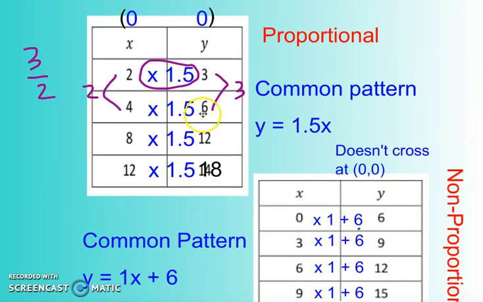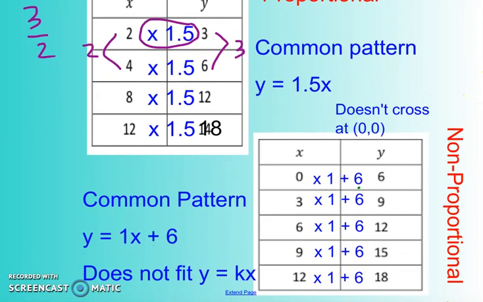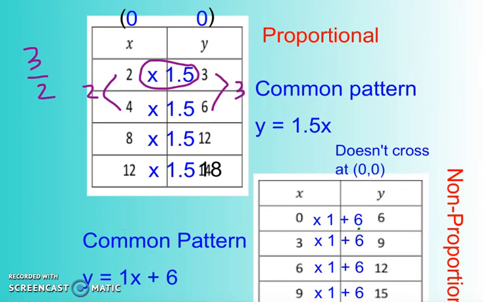Okay, proportional, non-proportional. If you would graph these on a graph, you would find that both of them have a straight line, but this one right here would cross at 0, 6, and this one right here would cross at 0, 0. And that's the main difference between the two of them. They both have a straight line, so they both have a constant rate of change, but one crosses at 0, 0, and that's proportional. The other one does not.